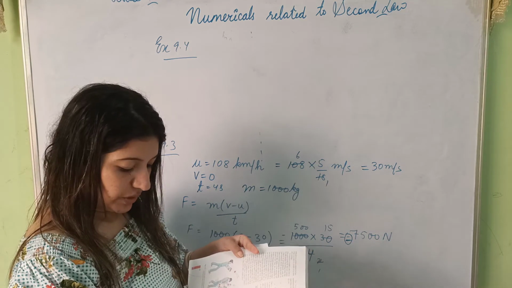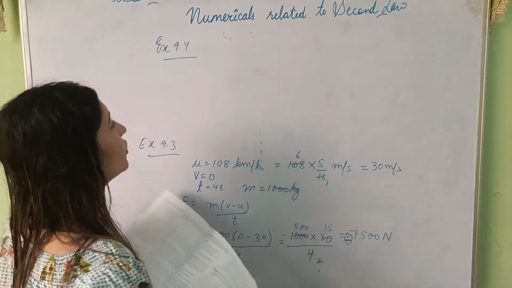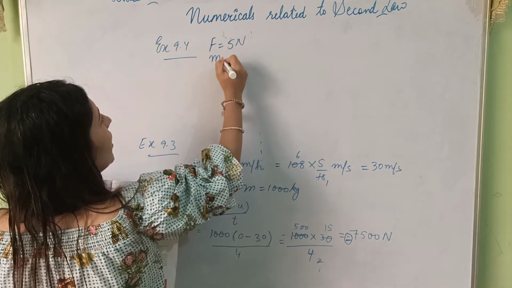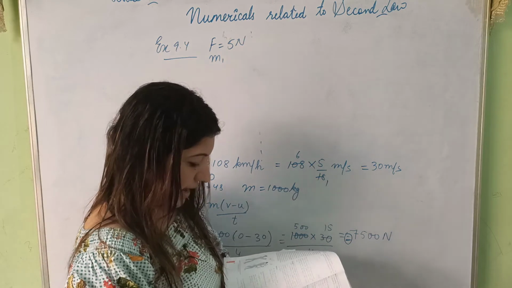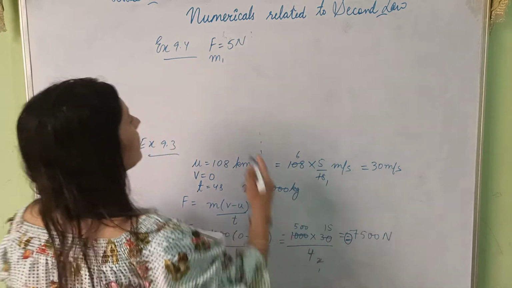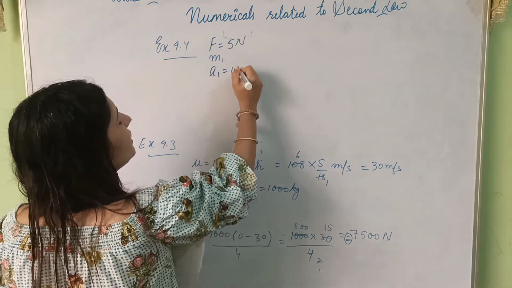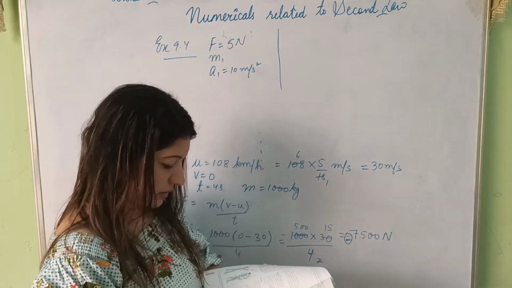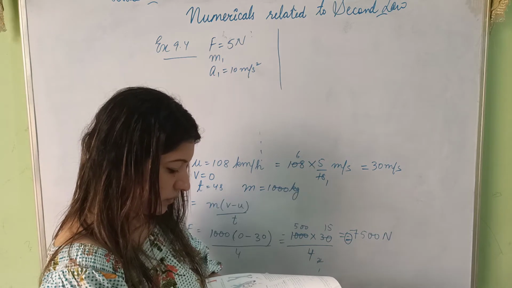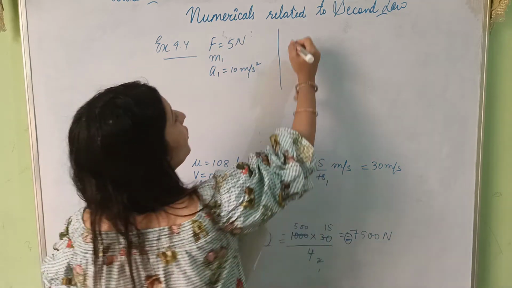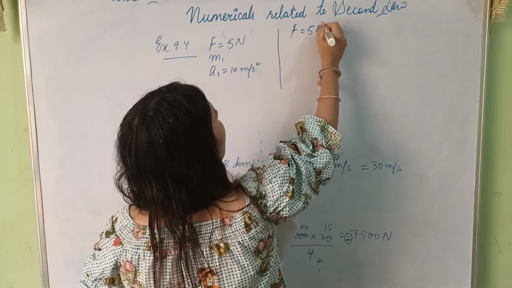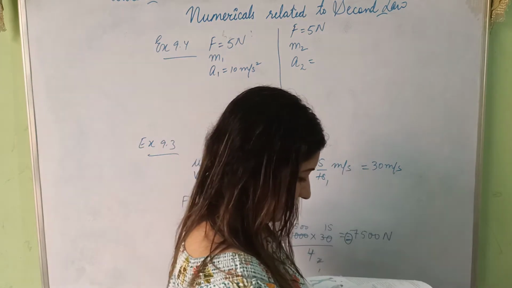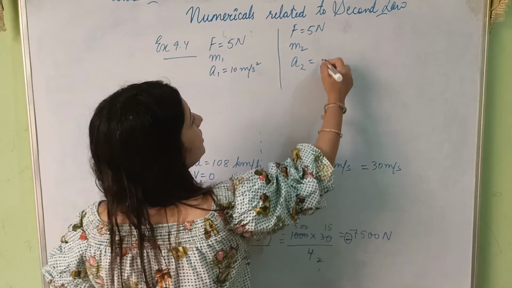A force of 5 newtons gives a mass m1 an acceleration of 10 meters per second square. We have another case, a mass m2. The force is the same for both, and mass m2 gives an acceleration of 20 meters per second square.